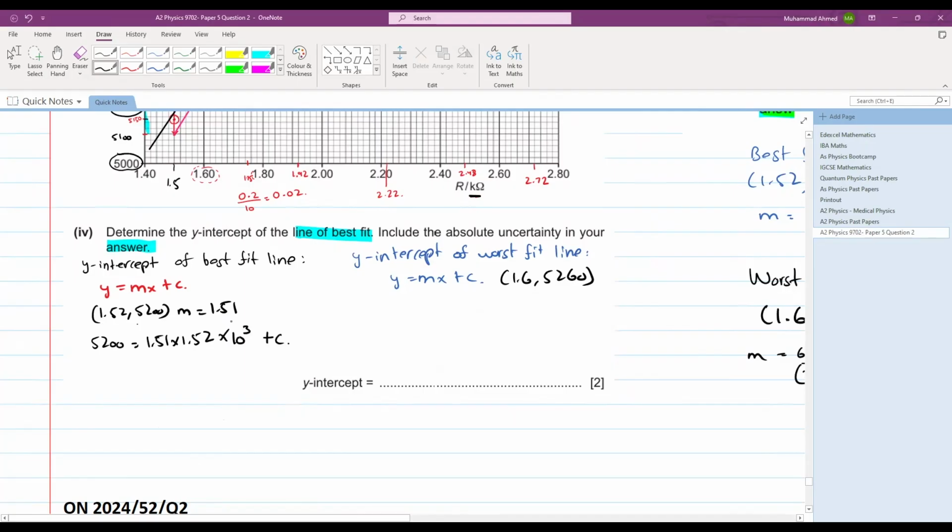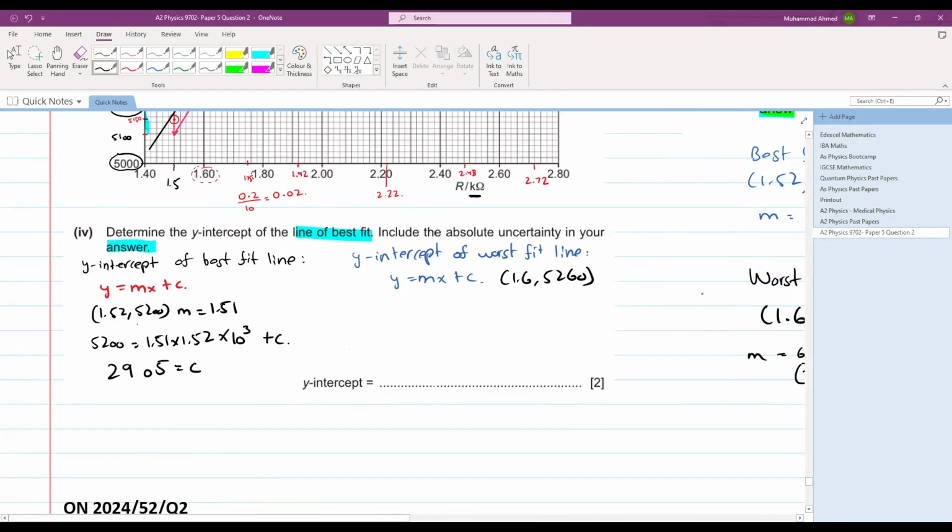So let's calculate the y-intercept. 5200 minus 1.51 multiplied by 1.52 into 10 raised to the power of 3. This comes out to be 2905 as your y-intercept of the best fit line. One thing that you can be happy about is that the significant figures of the y-intercept do not matter. You can give it to 3 or 4 significant figures, it doesn't matter.